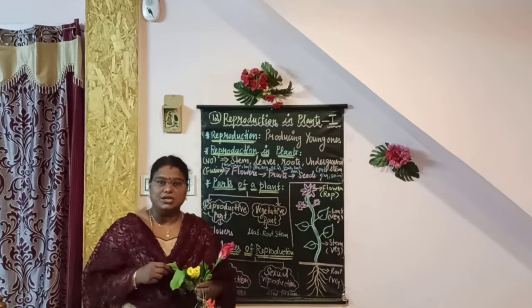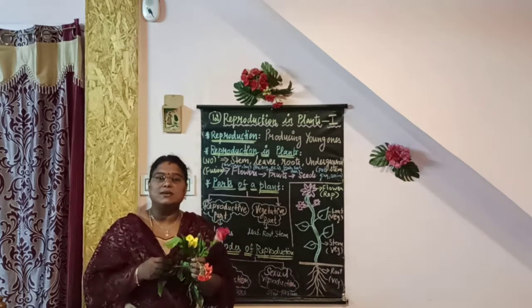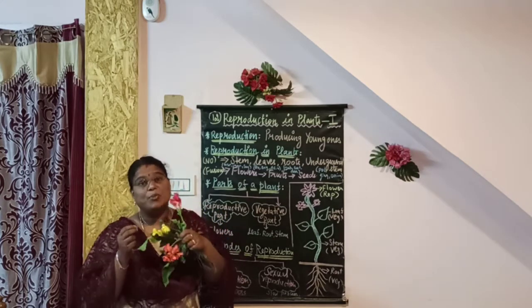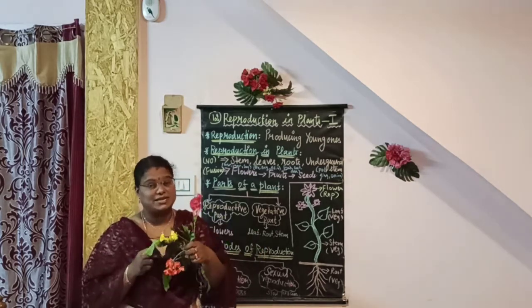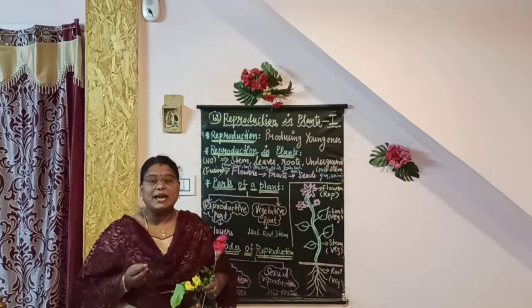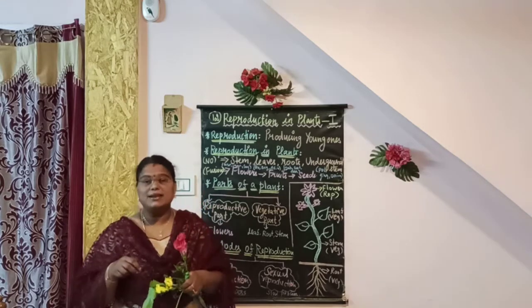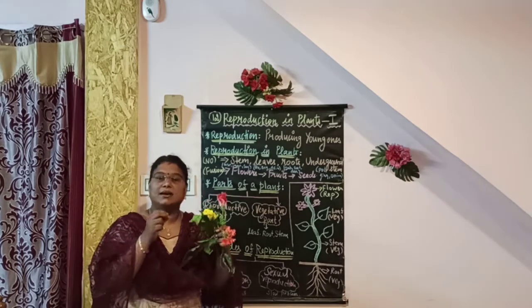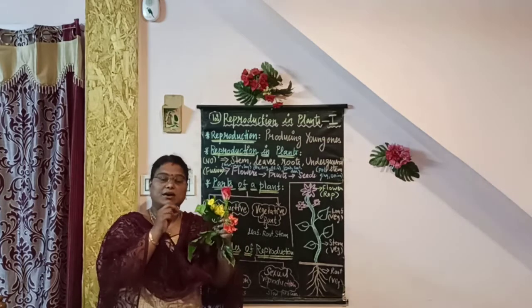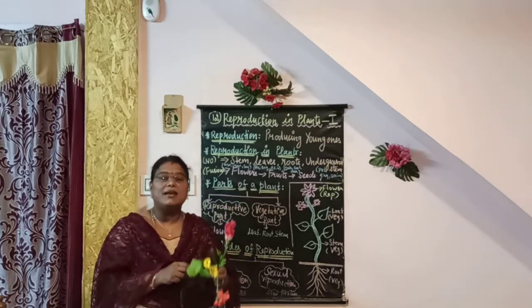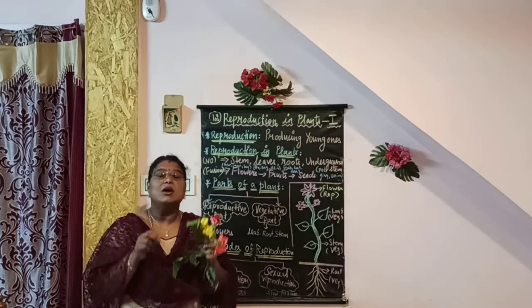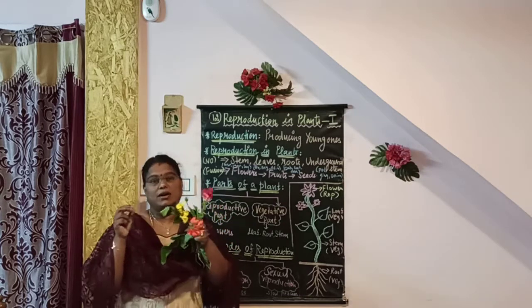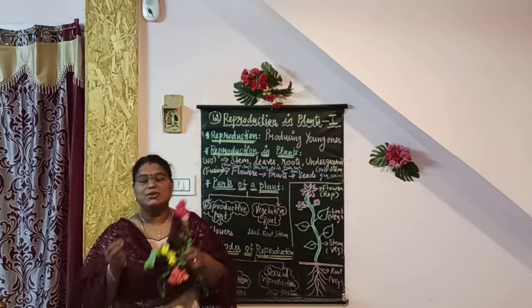For pollination. Pollination is the process of transfer of pollen grains. That is, I told, fusion of male and female gametes takes place. So the male gamete is pollen grains, and the female gamete is egg, which is present in the female reproductive part of the flower. So pollination is defined as the process of transfer of pollen grains from anther to stigma.